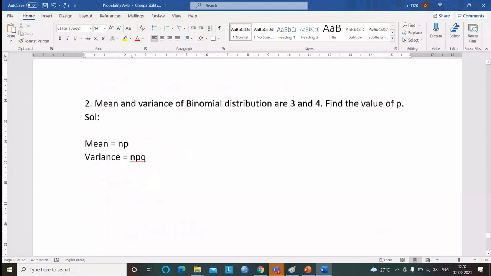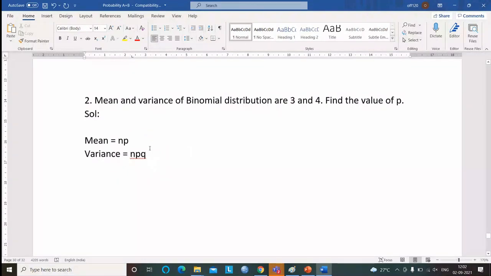The same problem: mean and variance of a binomial distribution are 3 and 4. Find the value of P again. So now the mean is given as 3 and the variance is given as 4. Let us substitute in the formula. Q is equal to NPQ divided by NP, that is equal to 4 divided by 3. So 4 by 3 means I get 1.33.